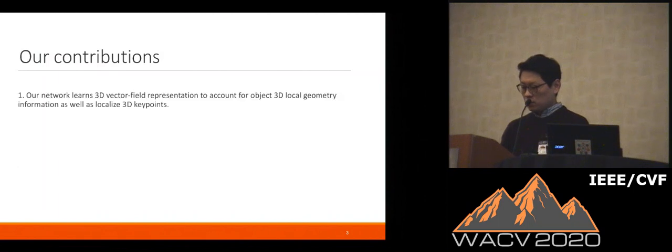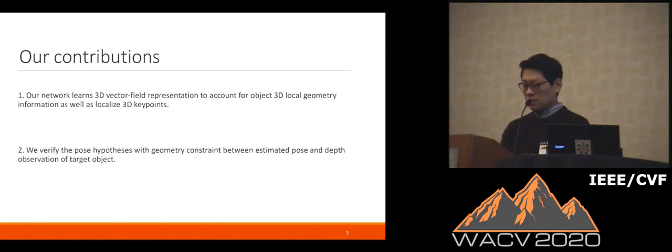There are two contributions. One, our network can better utilize the object's 3D local geometry information via a 3D vector representation. Two, we verify the pose hypothesis with a geometry constraint between the estimated pose and the depth observation of the target object.